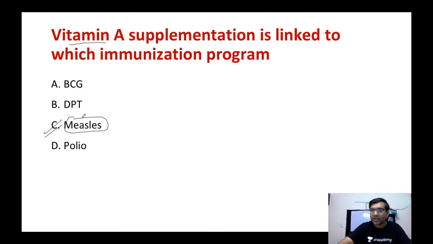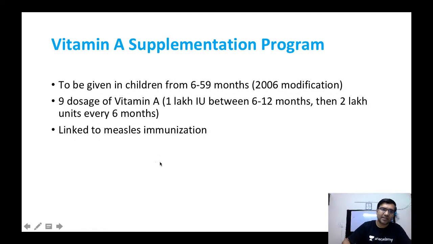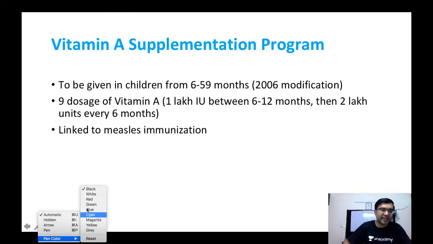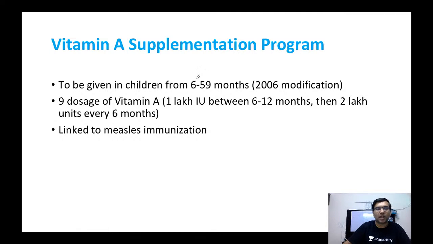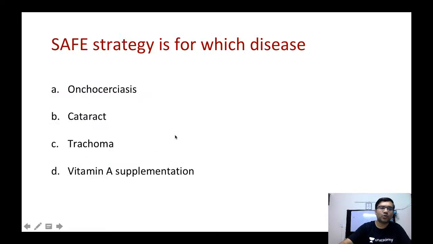So what are the important criteria for the vitamin A supplementation? I told you that it has to be given to patients between 6 to 15 months of age. Nine doses of vitamin A are given: 1 lakh international units between 6 to 12 months, and 2 lakh international units every 6 months after that, and it is linked to the measles immunization program. Okay, chalo, let's move to the next question.